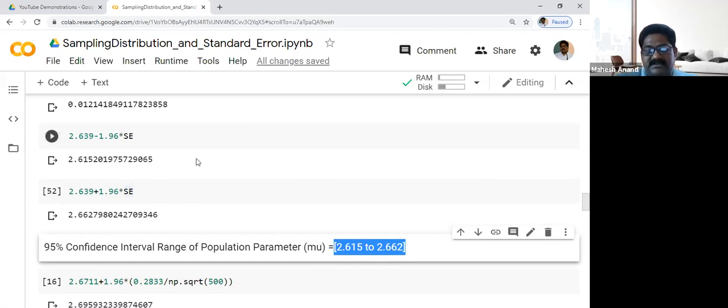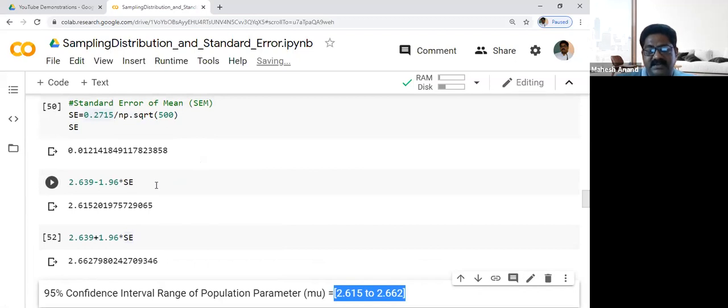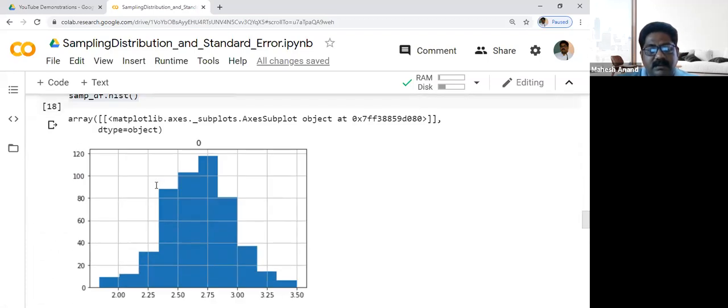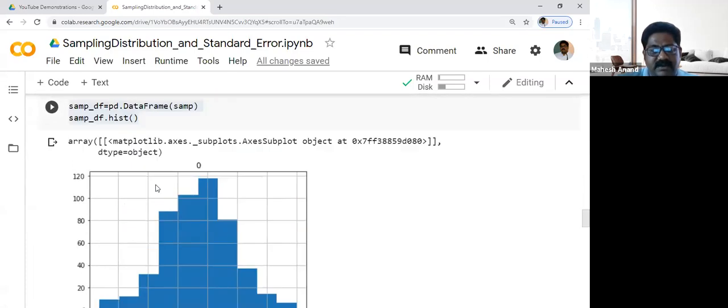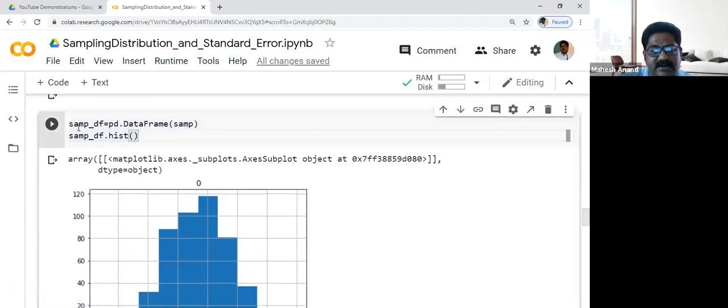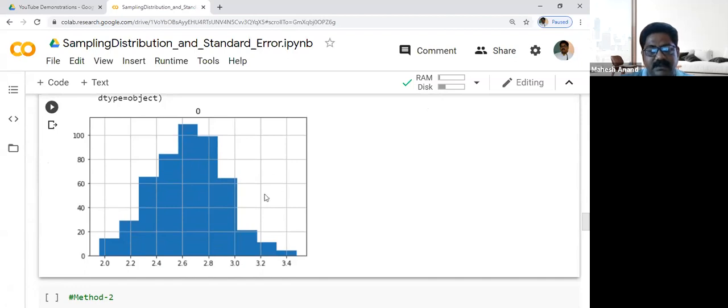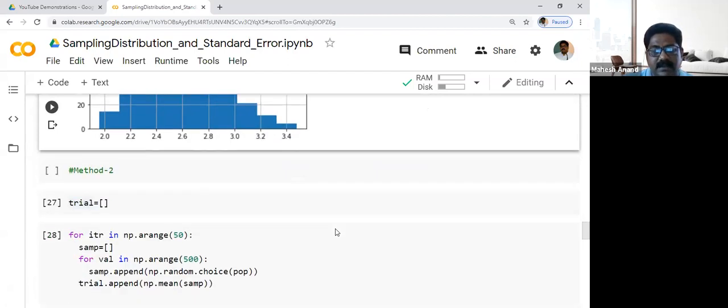So the smaller the standard error, what it implies is that you have a very close estimate. You are getting a very close estimate of your population parameter. Let us try to do this. Even if you wanted to see the histogram of the 500 samples you have collected, this is the corresponding histogram. Yeah, this is also almost close to a perfect normal.